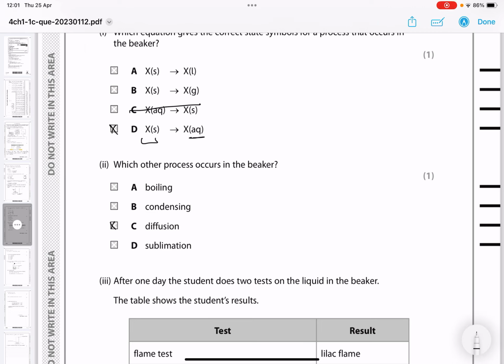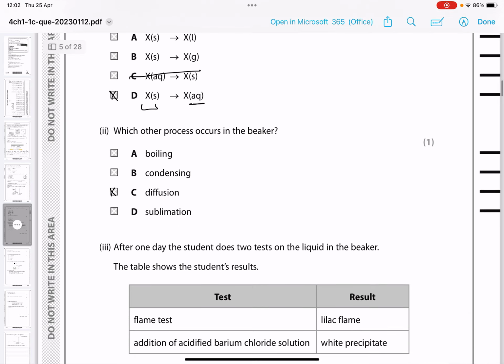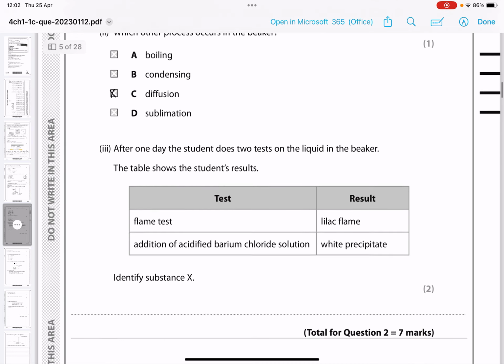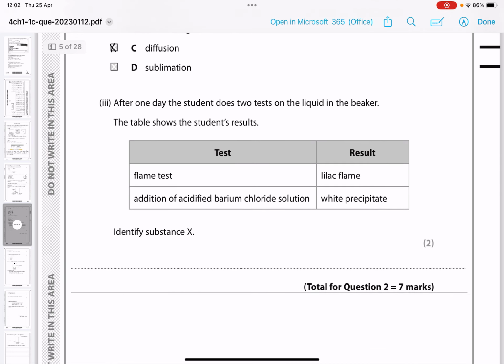It's not boiling because you're not heating anything and you're not changing from liquid to a gas. It's not condensing either because you're not changing from gas to liquid, and it's not sublimation because you're not changing from solid to gas. There's no state changes. Okay. After 1 day, the student does 2 tests on the liquid in the beaker. The table shows the student's results.